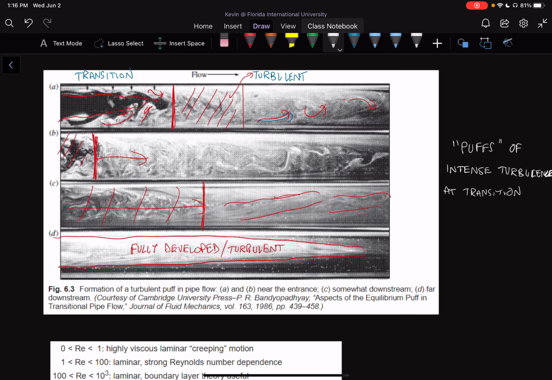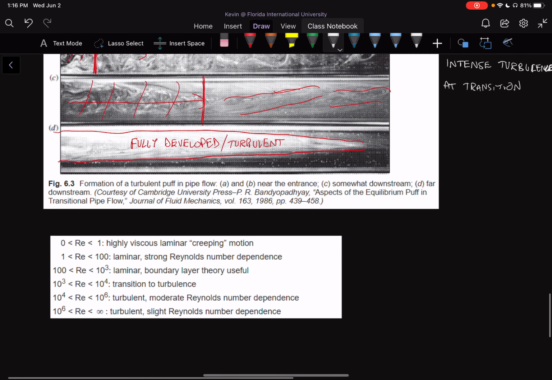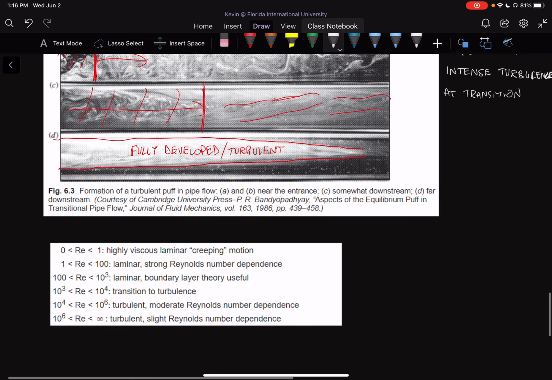And we can categorize our flow in different steps. I copied over the diagram just so it's easier to follow and to have all the information there. Essentially, from 0 to 1 for Reynolds, you have highly viscous laminar creeping motion. This would be like honey moving in a jar, very, very slow. Then 1 to 100, we have laminar flow, strong Reynolds number dependence.